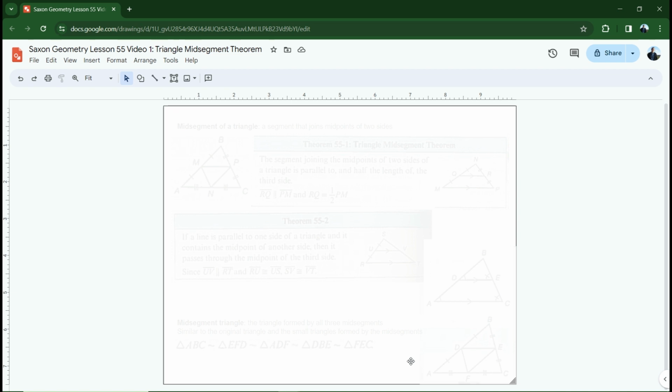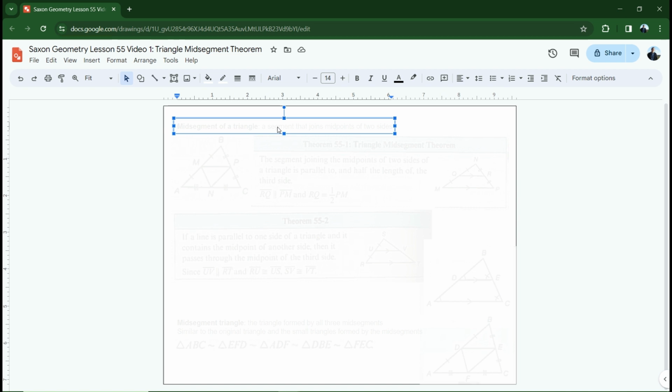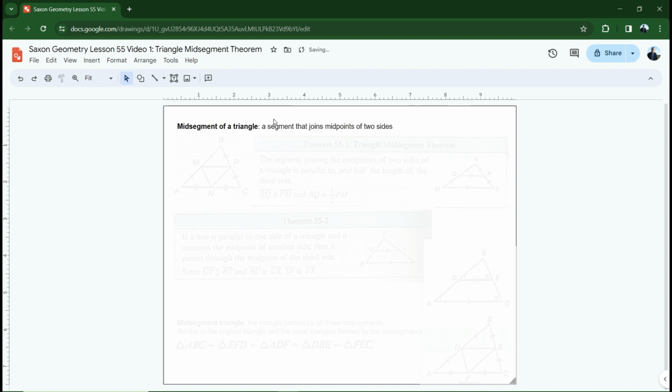All right, so what is a midsegment? The midsegment of a triangle is the segment that joins the midpoints of two sides of the triangle. For every single triangle, there are three midsegments, and we usually look at them one at a time. Okay, so we'll be looking at just a single midsegment in just a second.